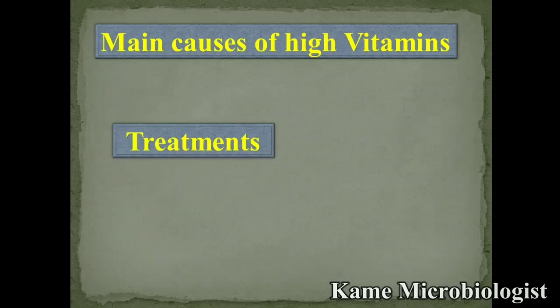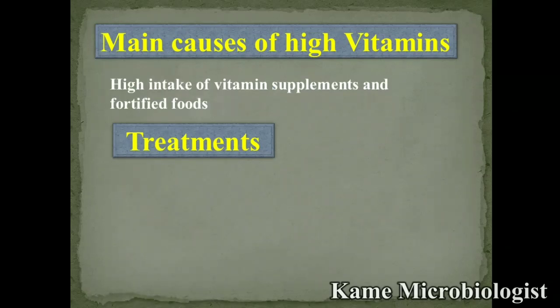Then we have vitamin levels that get high. It is due to high supplements of vitamins and fortified foods. Now let's see what type of treatment should be provided when vitamin levels get low or high. If the vitamin level gets low, we will provide vitamin supplements. If it gets high, we have to guide the patient to stop the vitamin supplements.